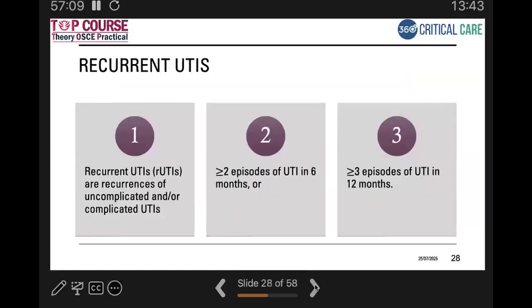So among the complicated UTIs, we have discussed one of the UTIs, that is the CAUTI. We'll be discussing the next complicated UTIs, and recurrent UTIs. So how do we define recurrent UTIs? Recurrent UTIs are recurrences of either uncomplicated or complicated UTIs. When there are more than 2 episodes of UTI in 6 months, or more than 3 episodes of UTI in 1 year, this is called recurrent UTI.